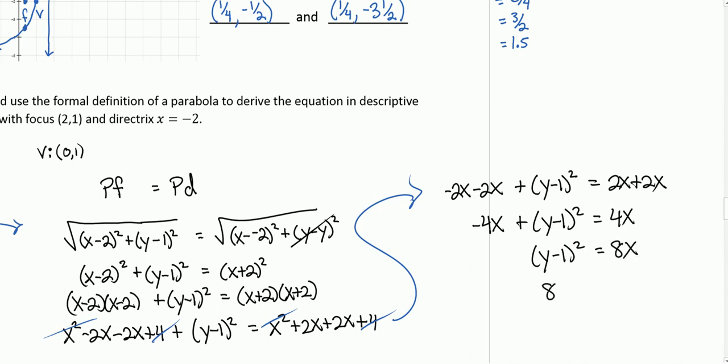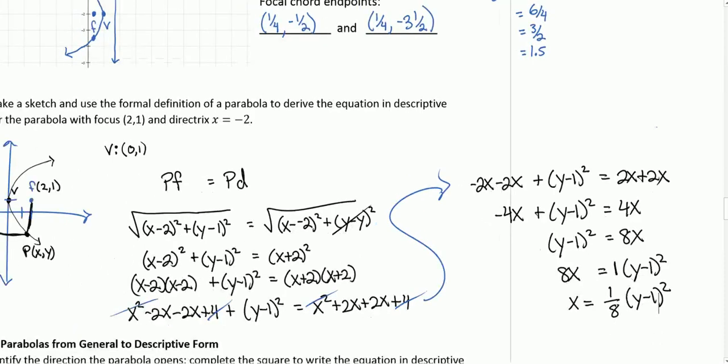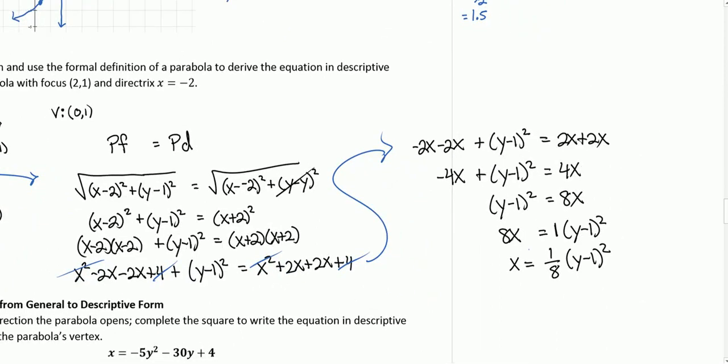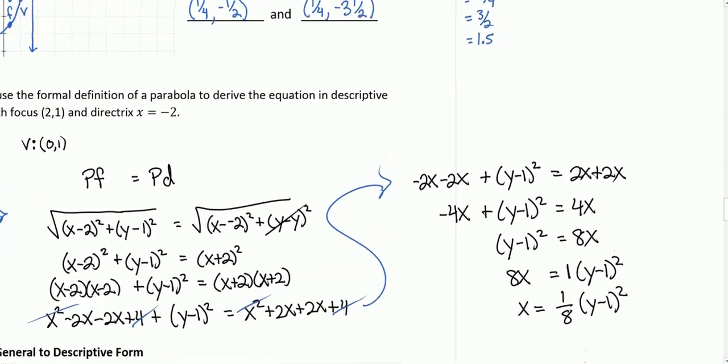Switch sides. Don't forget there's an invisible 1 in front of the parentheses here, so when you divide by 8, you end up with x is equal to 1 over 8 times y minus 1 squared. And that is our equation for the parabola. And we derived it using the definition of a parabola.